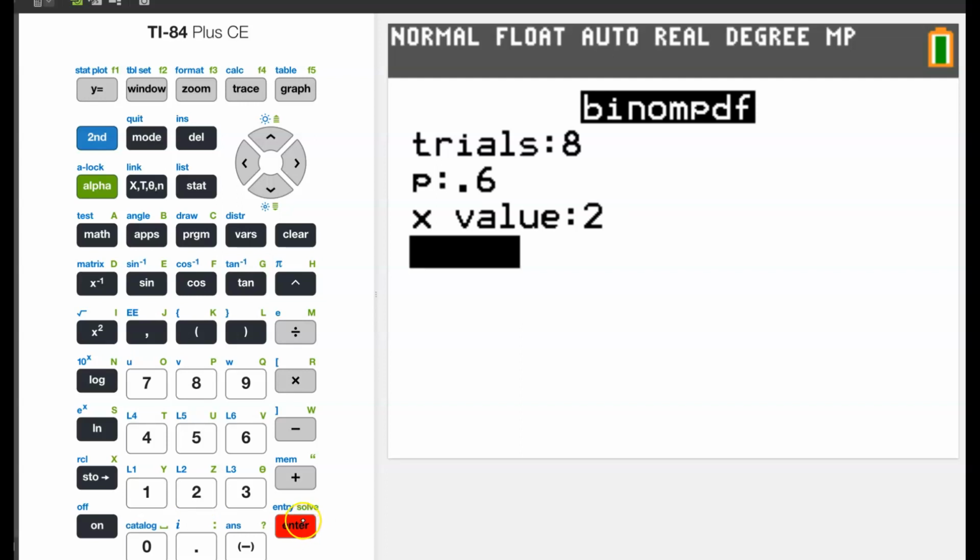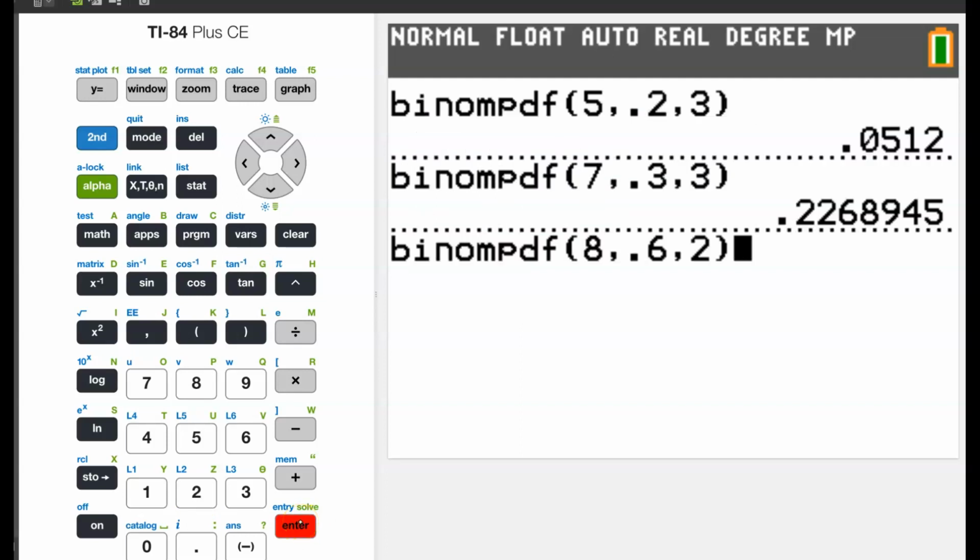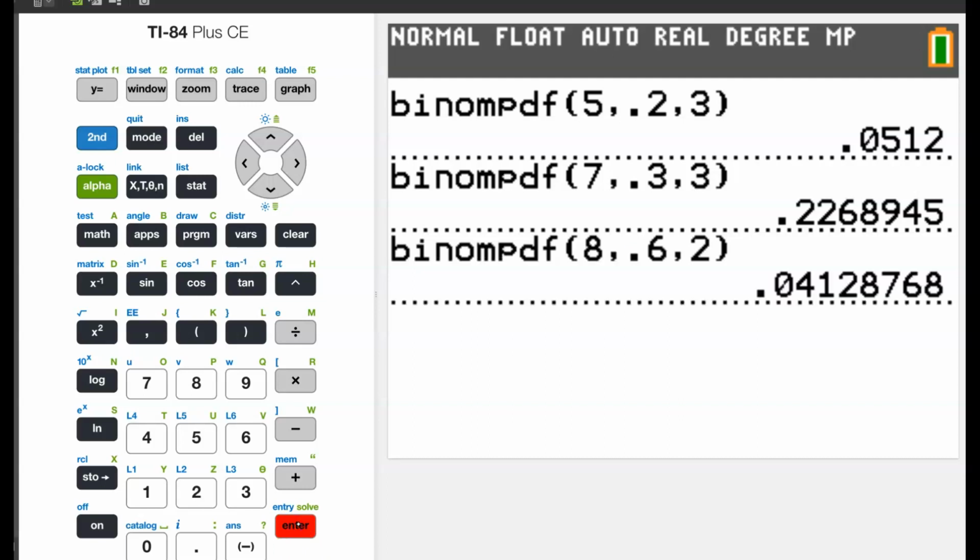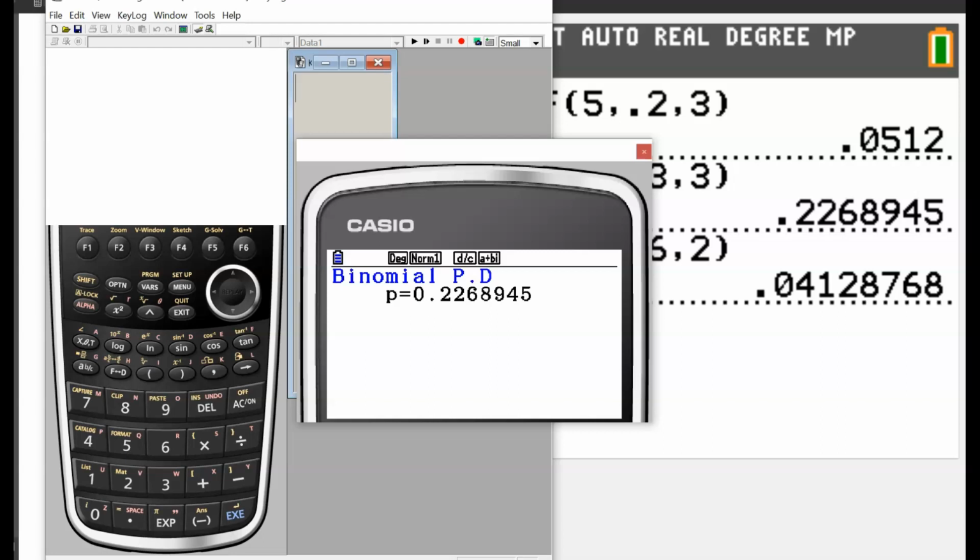I'll move down to paste. Some of you with the other TI, you want to type in what you see on the screen, Binomial Pdf, 8, 0.6, 2. And when you enter, you see the probability is 0.0413 approximately. Let me do that on the Casio.